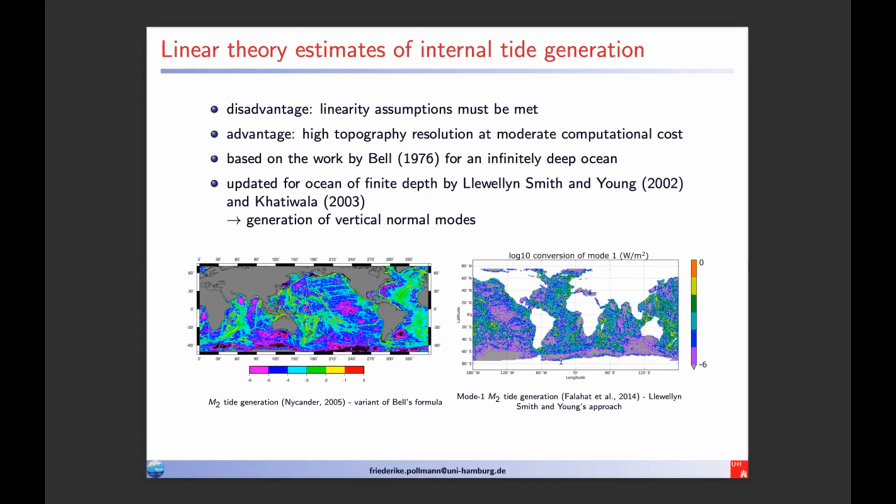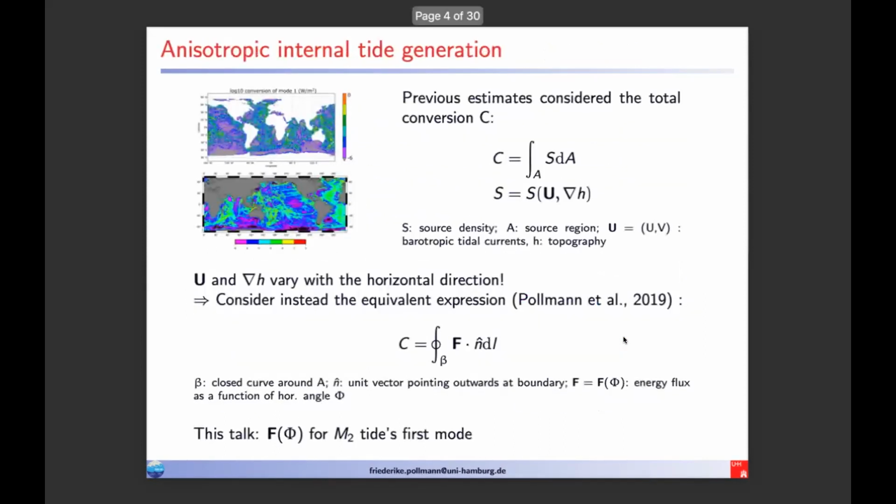As you can nicely see, we have a lot of generation at interesting topography like Hawaii or other ocean ridges. You have intermediate values along the mid-ocean spreading centers and very low values over the abyssal plains. What all these previous estimates have in common is that they estimated the internal tide generation by integrating over the source density, where the source density is a more or less complicated function, but the main point is it includes the barotropic tidal currents and the topography gradients. In reality, the tidal currents and the topography gradients have a direction. As you can hopefully imagine, if you have a topographic ridge that's oriented somehow, it matters at which angle the tidal currents cross this ridge for how much internal tide energy you create. This piece of information is not included in these previous estimates.